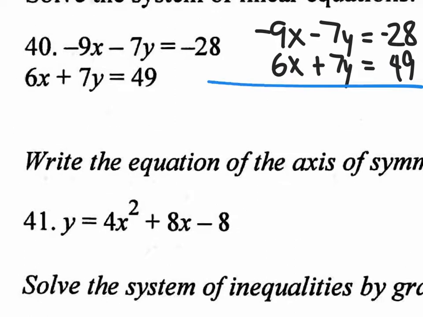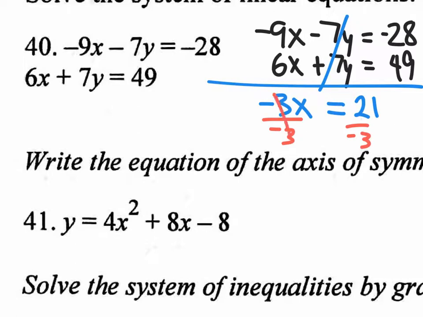If I combine them, the y's cancel. So I'll end up with a negative 3x equals negative 28 plus 49. That's positive 21 left over. So my final step would be to divide by negative 3. Divide by negative 3 cancels. X equals negative 7. And that's an answer.